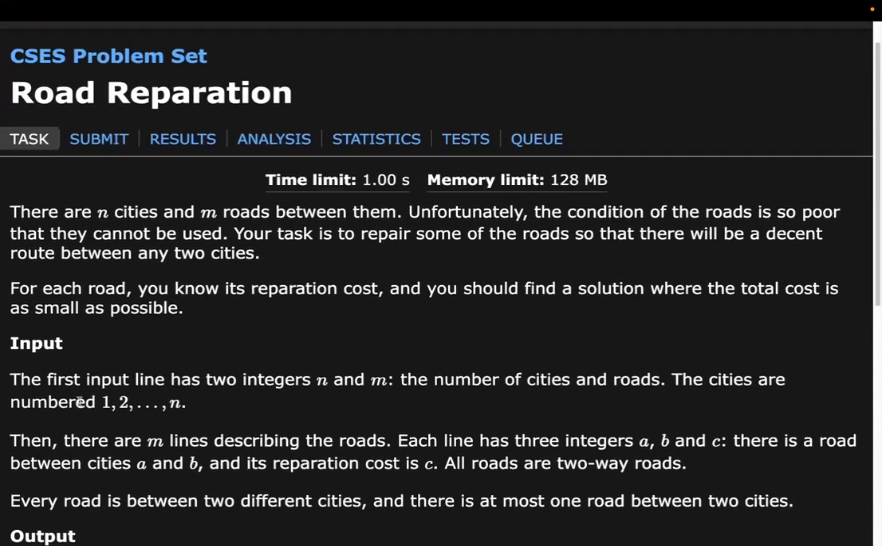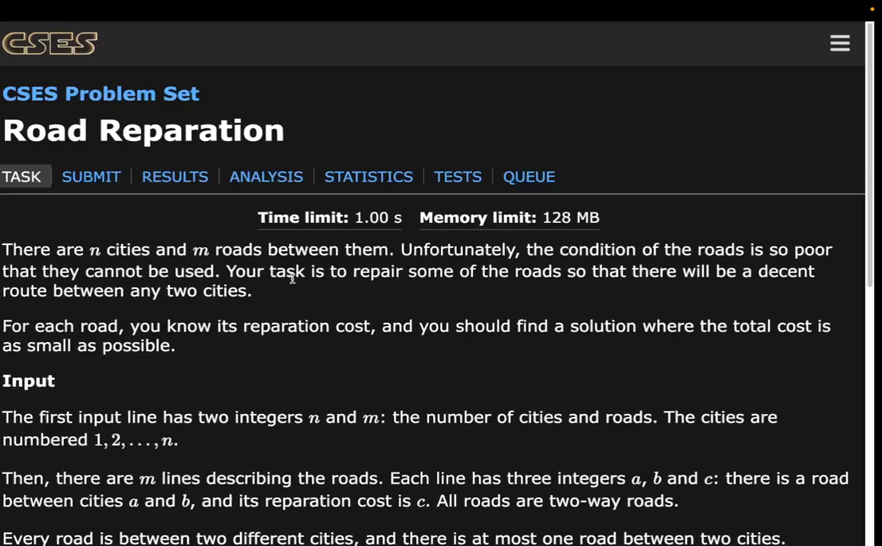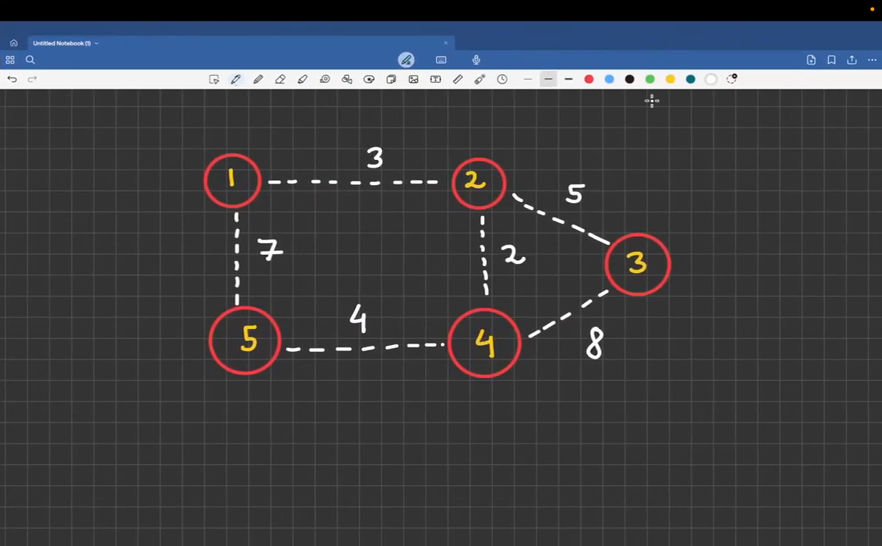Let's try to understand what the problem is and then we will see how we will actually solve this. So over here, I have just drawn the input that is given to you. You have basically 5 nodes numbered 1, 2, 3, 4 and 5, and these are the roads between them. Currently the condition of the roads is very poor, so I have marked them with a dotted line. And we have to repair some of these roads so that every node is reachable from every other node.